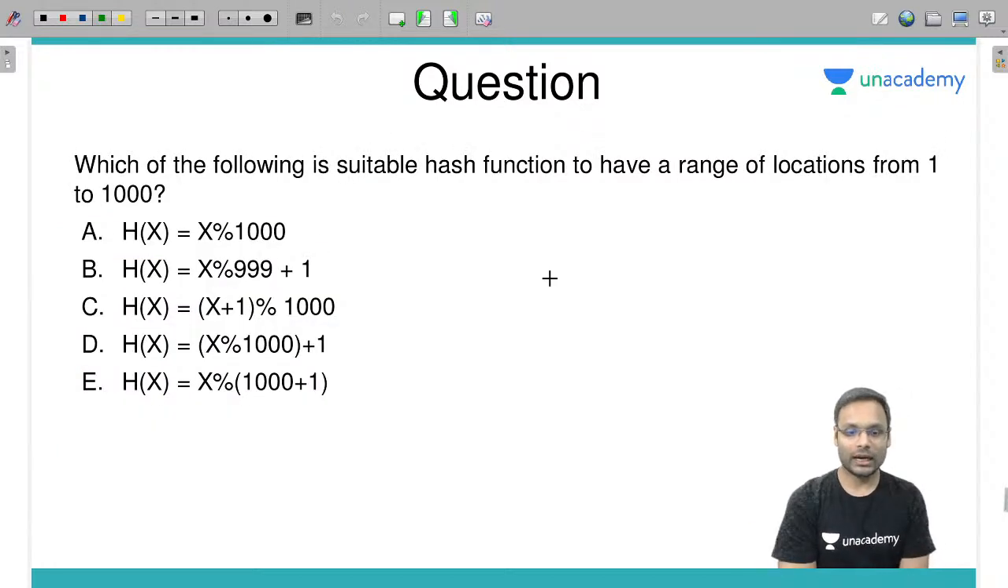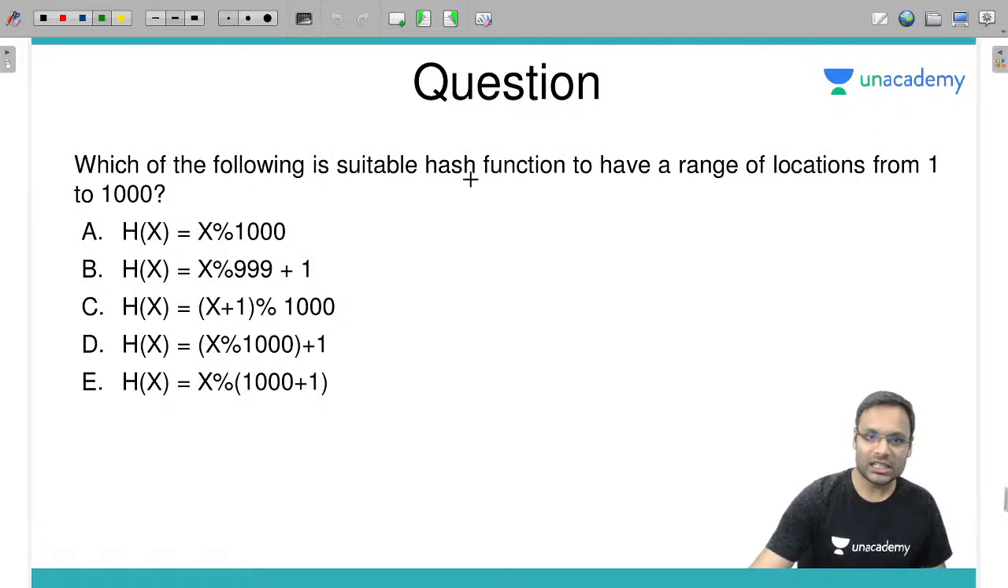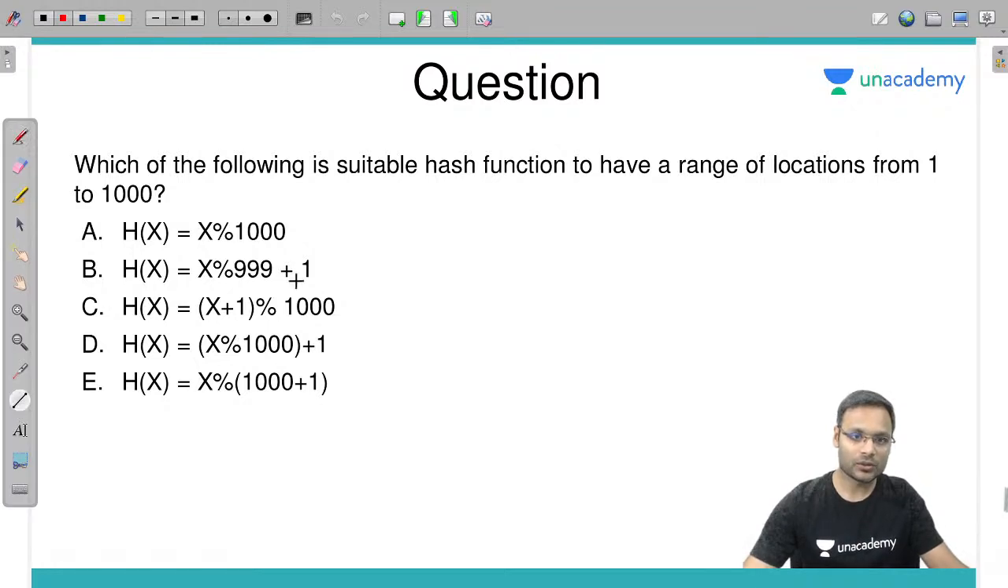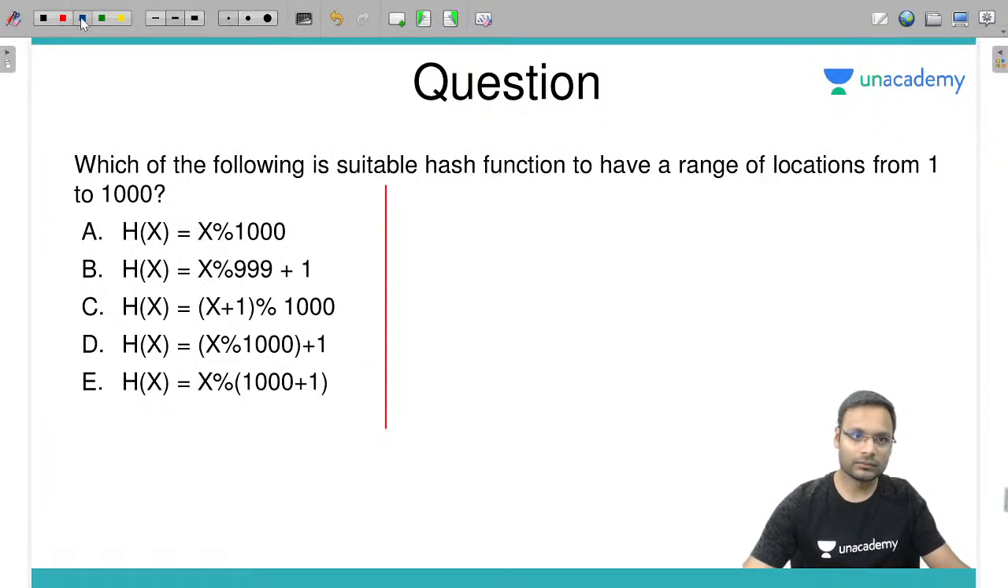Another question we have. Which of the following is a suitable hash function to have a range of locations from 1 to 1000? If we want locations between 1 and 1000, can you tell me which particular function will help? Let's try one by one what kind of location range each function can give us. Let me make a table so that we can write down the answer for each one.